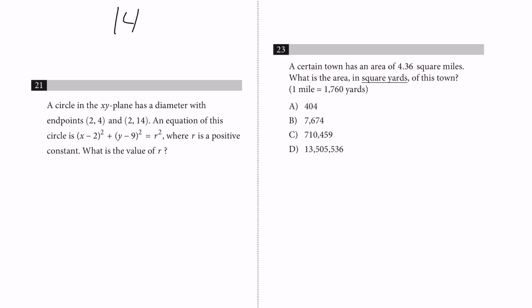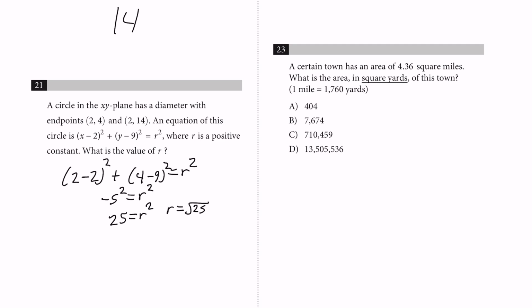So if we plug in (2, 4), we get (2 minus 2) squared plus (4 minus 9) squared equals r squared. This is 0. So we get negative 5 squared equals r squared. 25 equals r squared. R equals the square root of 25. We know that r is positive, so we know it can't be negative 5, so r will equal 5.